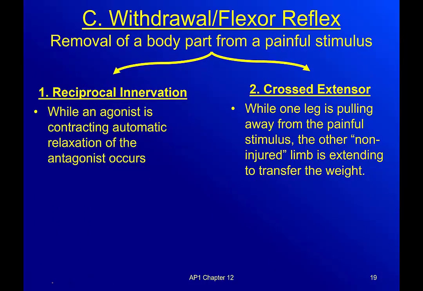Now, the withdrawal flexor reflex. Basically, imagine walking and you step on a nail and the nail goes into your foot. What's the first thing you're going to want to do? Well, you're probably going to want to pull your foot away. The thing is, if you're walking, right, you're walking, and there's a nail here. If you were to pull this foot up automatically, this leg is bent because you're walking. You would just fall to your knee.